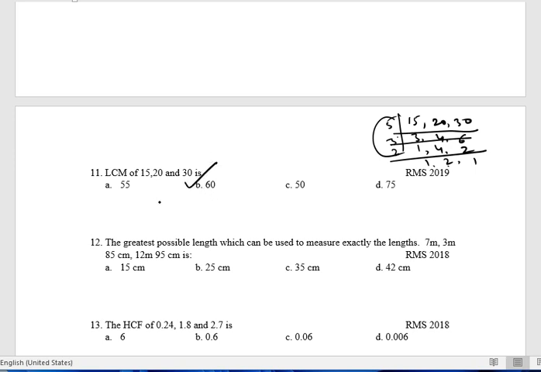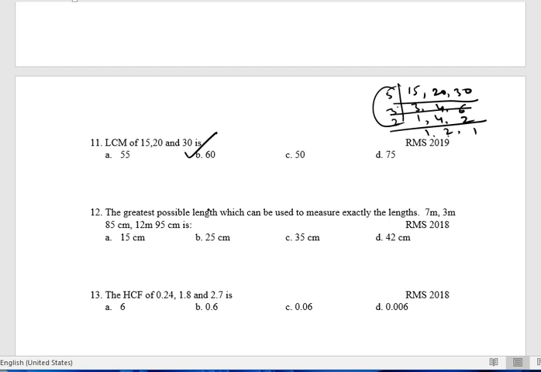answer. Next question: the greatest possible length which can be used to measure exactly the lengths 7 meter, 3 meter 85 centimeter, 12 meter 95 centimeter is. So what will we go with? We will convert, and the greatest length is the HCF after unit conversion. So first of all we will convert the units, and then we will find the HCF.